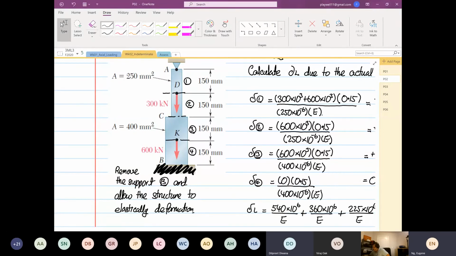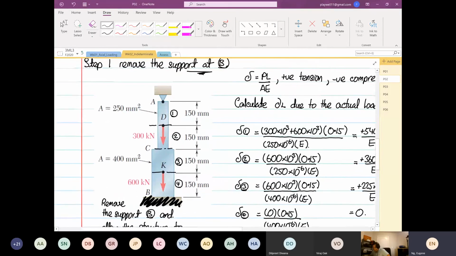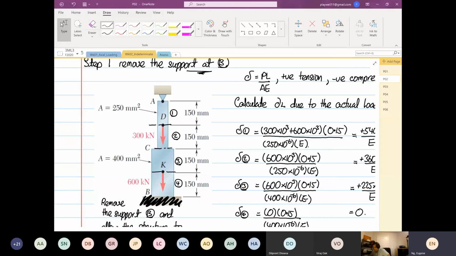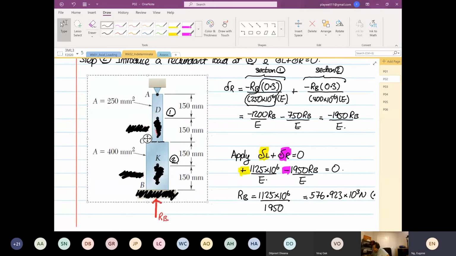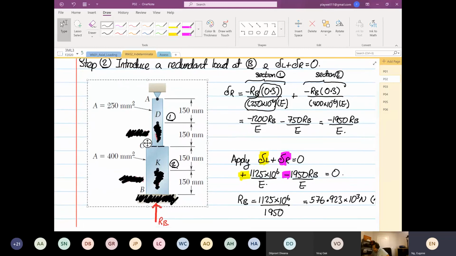Does that make sense? So over here, the first step, when you remove the support at B, you consider the 300 and 600, right? Done already. You cannot consider your load twice. Then from here, the next one, when you look at RB, you focus on RB now. You don't need to consider D and K anymore because it's done in step 1 already. So you don't need to analyze your structure twice. Does that make sense? Okay.